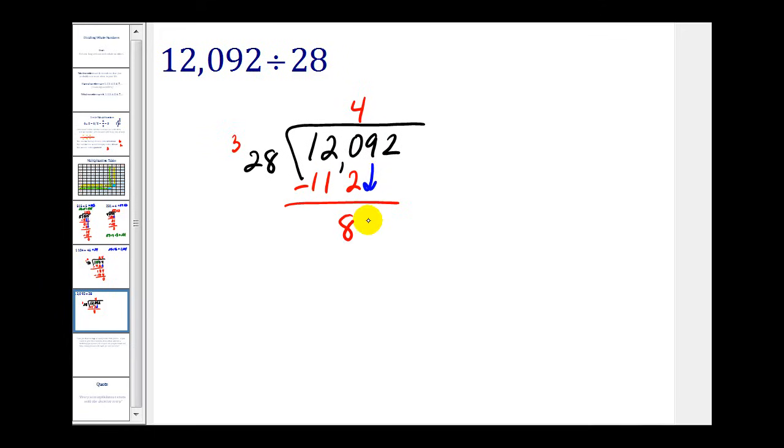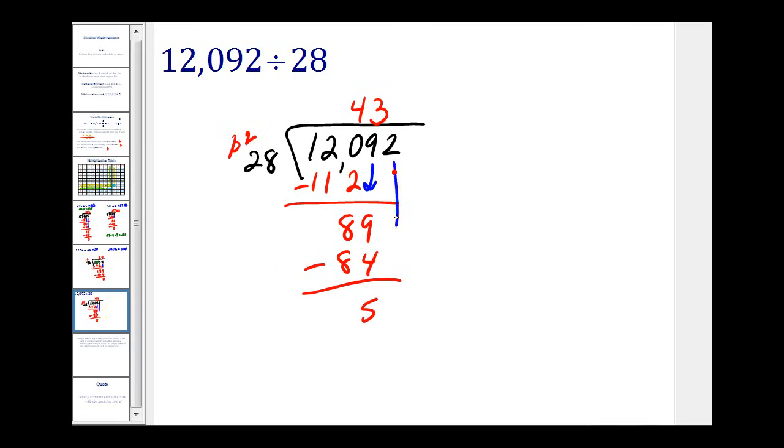Bring down the next digit, which is a 9. How many 28's in 89? And when I see this, I think of how many 30's are there in 90. That would be 3, so let's try 3. 3 times 8 would be 24. Now we're going to carry a 2. 3 times 2 would be 6 plus 2, that's 8. That looks good because the difference here would be 5.